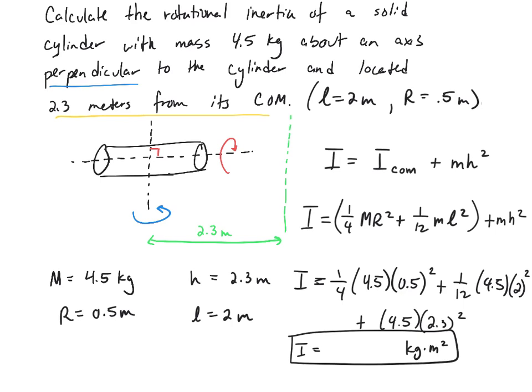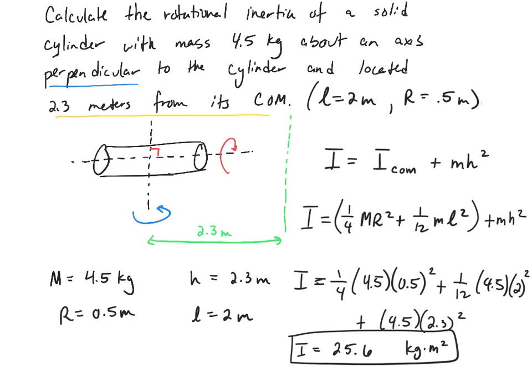What does the number turn out to be? Anyone got a number for me? I'm going to take Chip's word. That sounds great, Chip. Thank you. 25.6 kilogram meters squared.